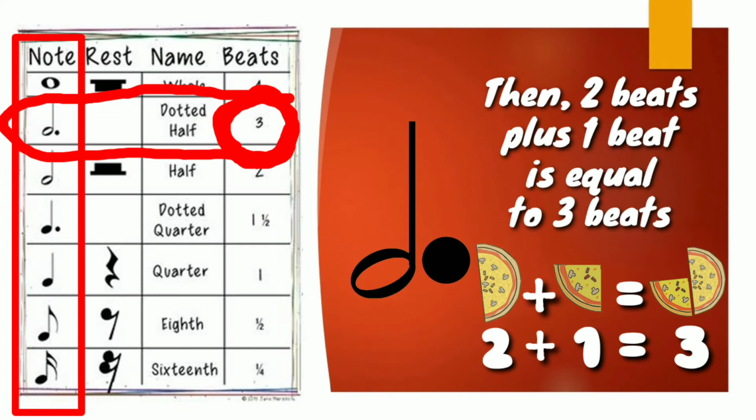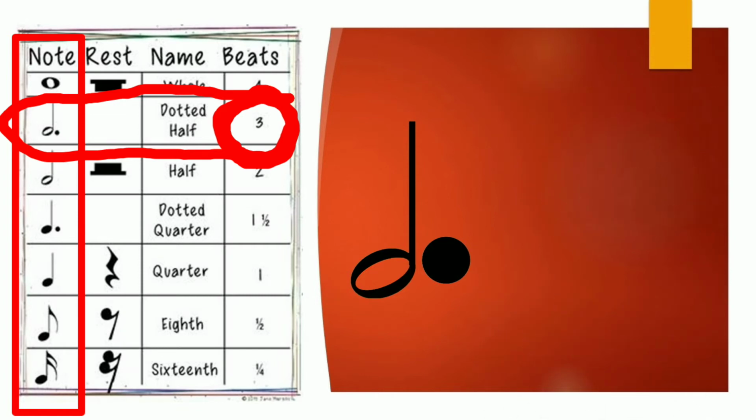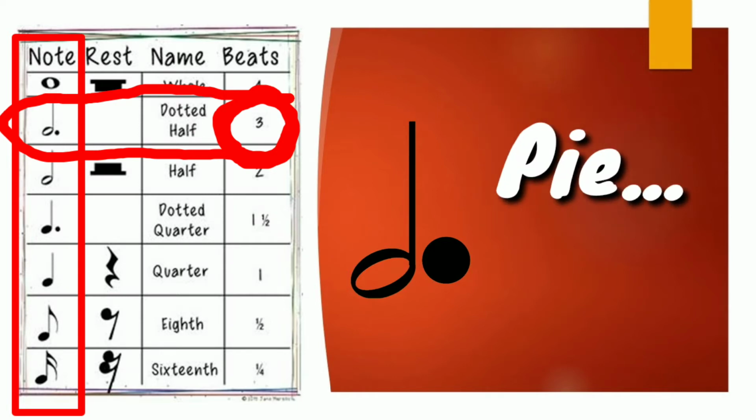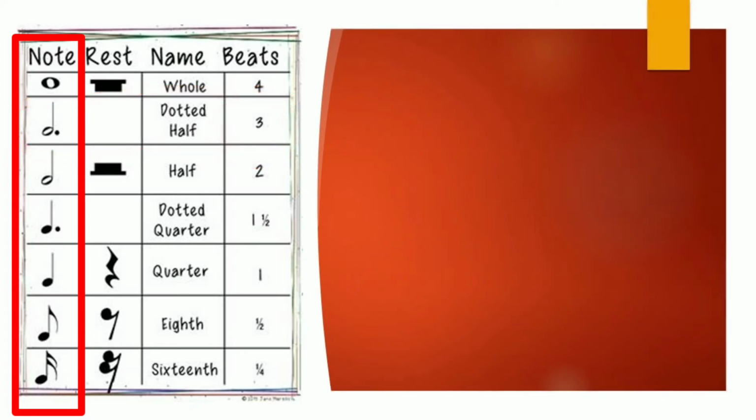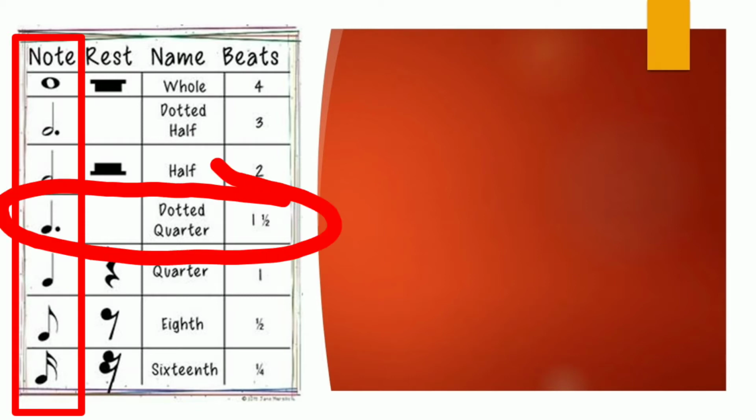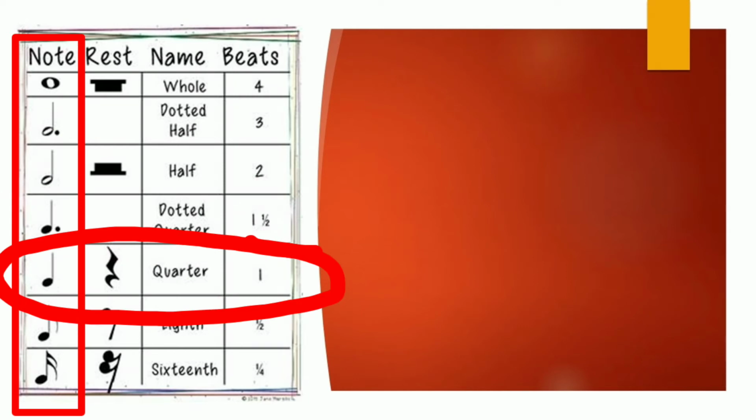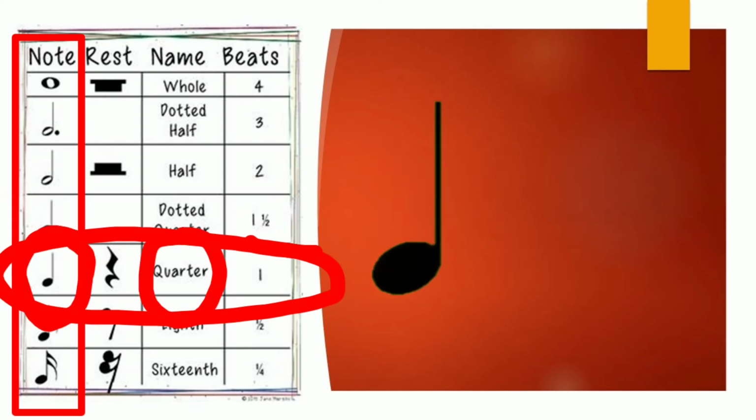Correct? Perfect. So, how do we sing this? Listen to me. It's pie, and then you stop right there. Again, let's skip the 4th row for now, and let's proceed to the 5th row. We have that shaded circle with a stem. It's what we call the quarter note. It has 1 beat.